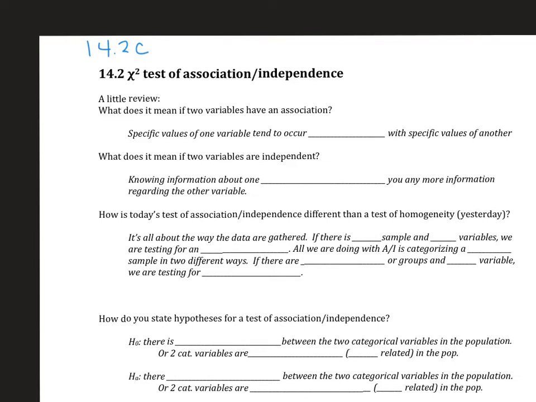All right, let's do some stats. Here we go. So here's our last chi-squared test, and we're doing a chi-squared test of association or independence. Some books will just say it's the chi-squared test of independence, and this book says association/independence. So it's good to know both.